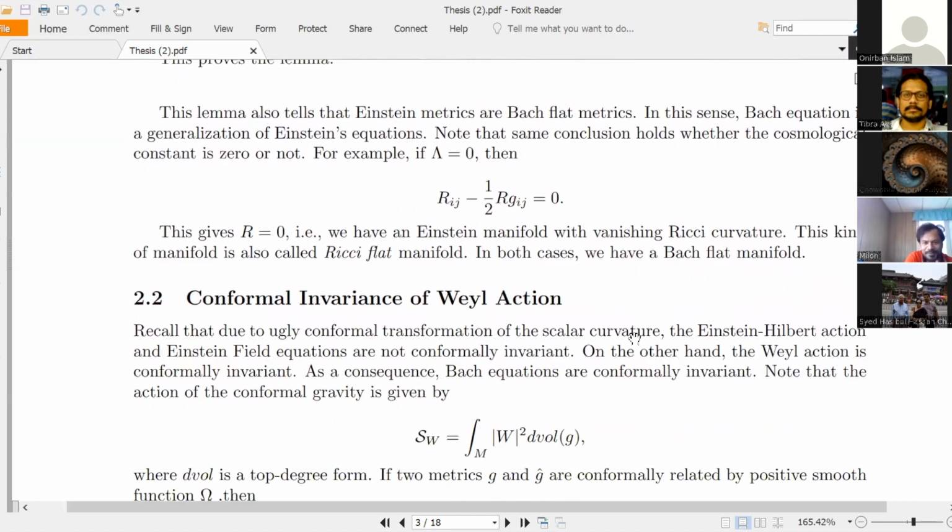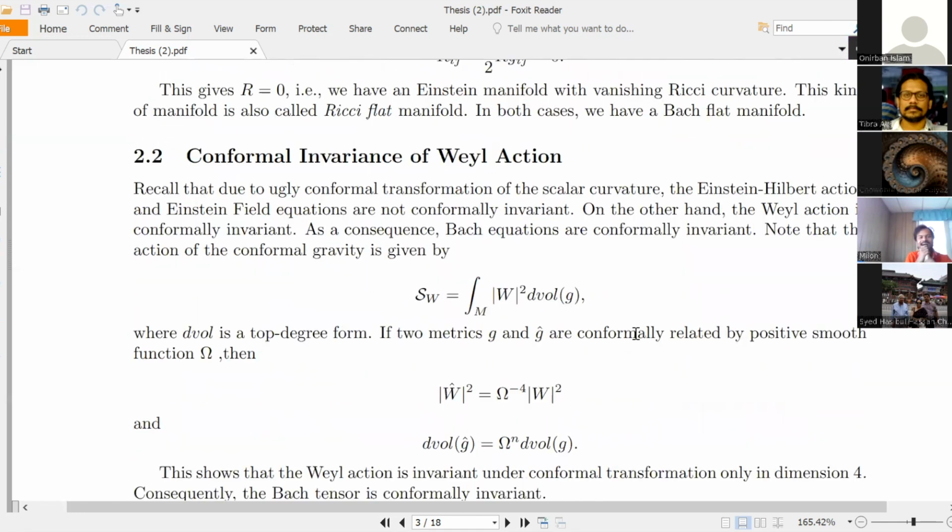Anyway, so this is one of the motivations why people are interested in studying Bach flatness. This is my second motivation.